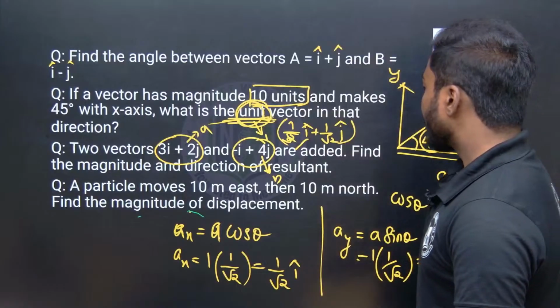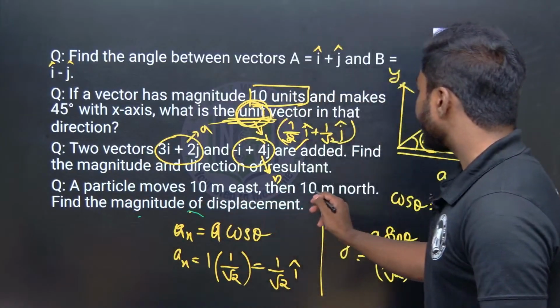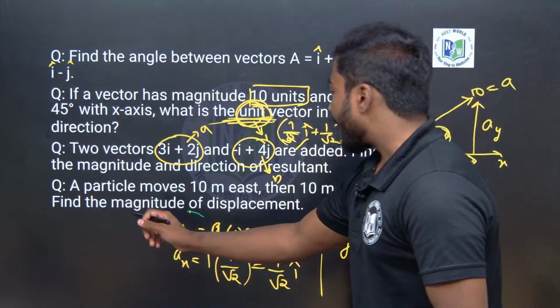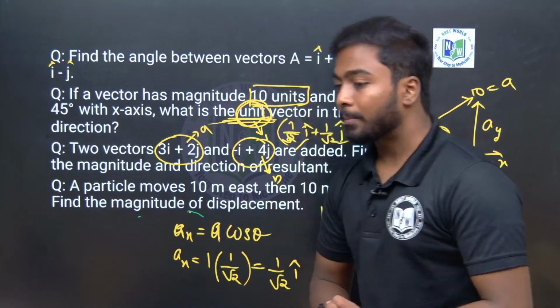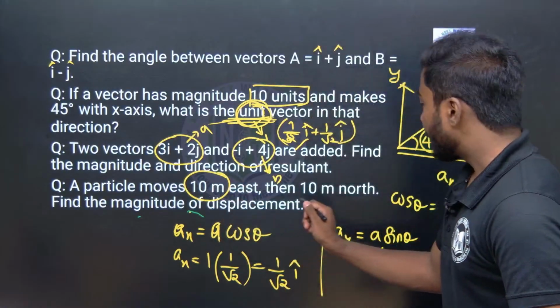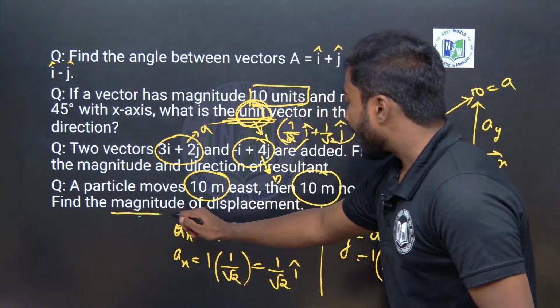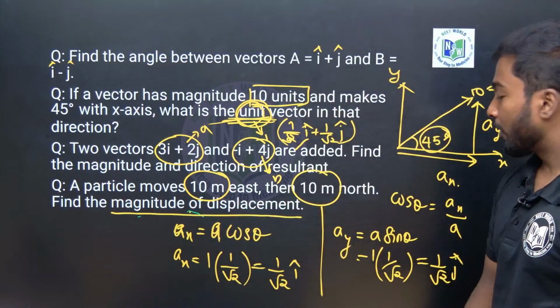Next question: a particle moves 10 meter east, then 10 meter north. Find the magnitude of displacement. So initially the position was 10 meter east, next the position was 10 meter north, and I need to find the magnitude of displacement. Okay.